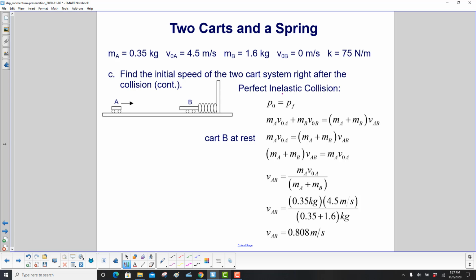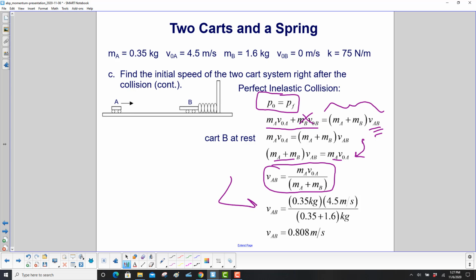So here's our perfect inelastic collision. Initial momentum is final momentum. The initial momentum will be the individual momenta of both carts, A and B. And the final momentum, since it's stuck together, works as one object, so the combined mass of m_A plus m_B times v_AB, and this is what we're looking for. Cart B is at rest, so we lose this term. We then switch sides, so we have v_AB on the left side. That's what we're solving for. We divide through by m_A plus m_B.